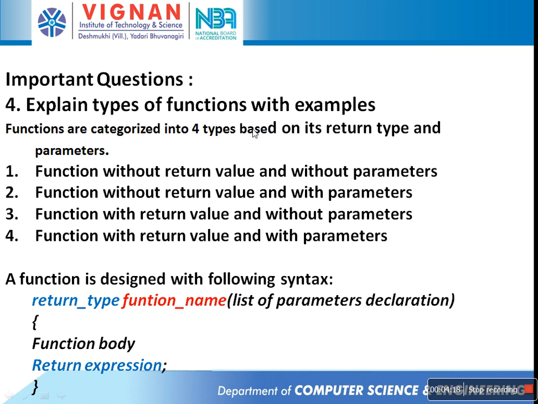And categories of functions, we can form categories of functions based on return type and parameters. With return type and parameters, we can form four types of functions with all the combinations, with return value, without return value, and so on. And if you see the syntax of a general function, a function is written with this syntax: return type, which is the type of value it is going to return; function name, which is a valid identifier; list of parameters, how many parameters that function accepts. Those declarations we need to write. And function body, a set of lines, which are a declaration section followed by an executable section. At the end, we have a return statement.